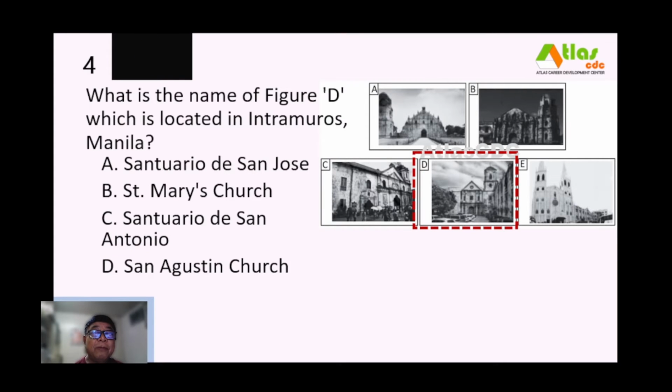Number 4. What is the name of figure D, which is located in Intramuros, Manila? A. Sanctuario de San Jose. B. St. Mary's Church. C. Sanctuario de San Antonio. And D. San Agustin Church.